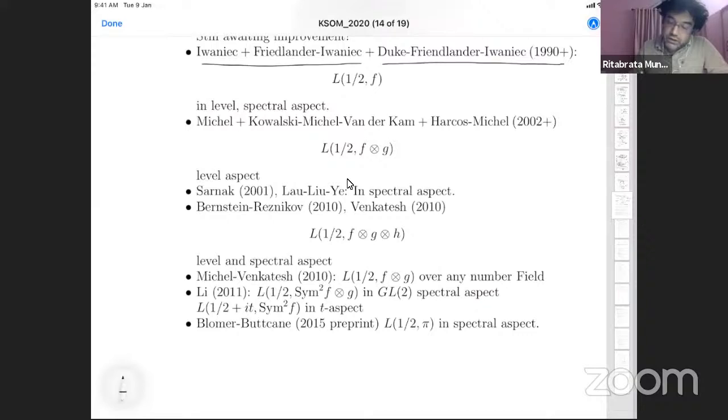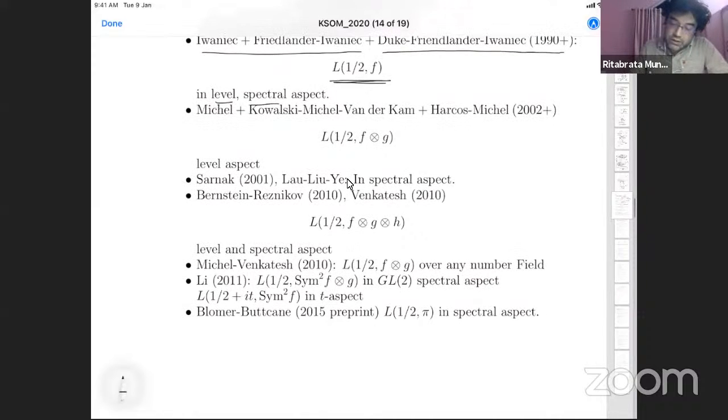They proved the subconvexity for degree 2 L-functions in various aspects, including the level and the spectral aspect. Then there are works by Kowalski, Michel, Vanderkam, and Harcos, Michel. They worked out the case for a Rankin-Selberg function, where F and G are two GL2 forms. You look at the Rankin-Selberg function, and they got the subconvexity in the level aspect. And in the spectral aspect, the same problem was tackled first by Sarnak and then by Liu Ye.